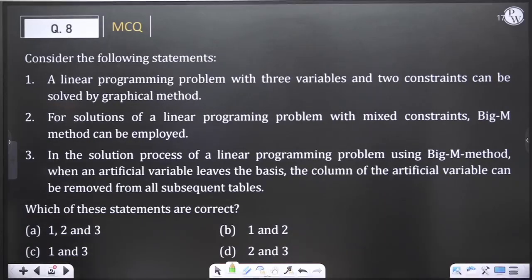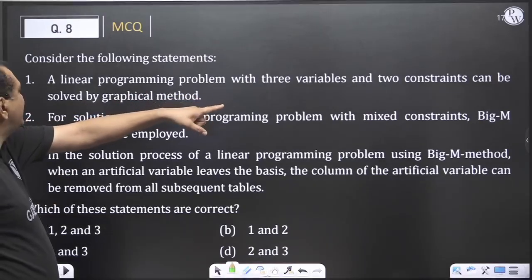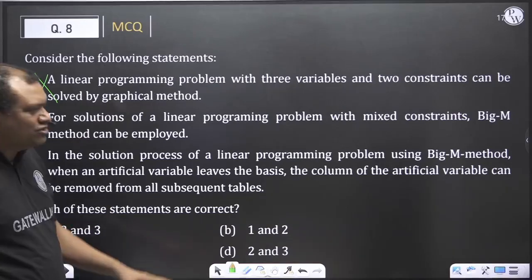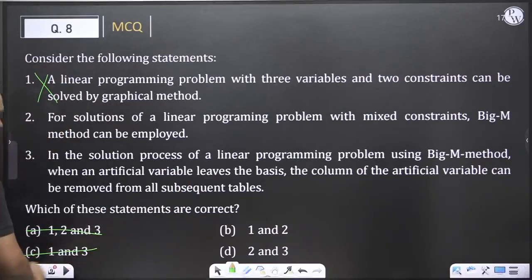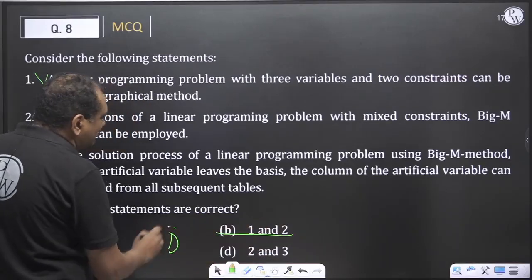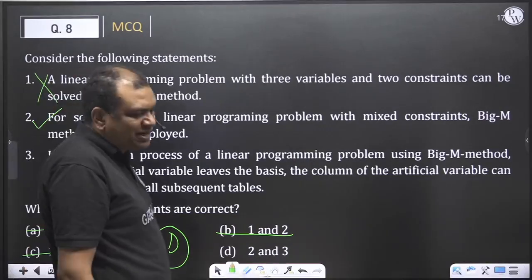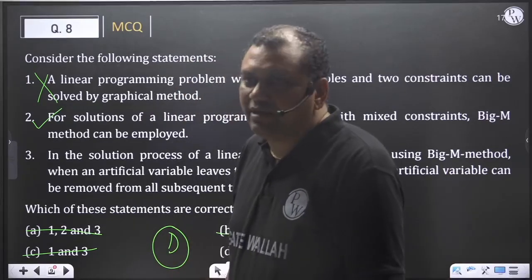Now, a linear programming problem with 3 variables and 2 constraints can be solved by graphical method. No, it's wrong. So remove from options wherever 1 appears. Only left out is D. For solutions of a linear programming problem with mixed constraints, big M method can be employed. Correct? Mixed constraints means some are less than or equal, some are more than or equal, so big M method has to be used.